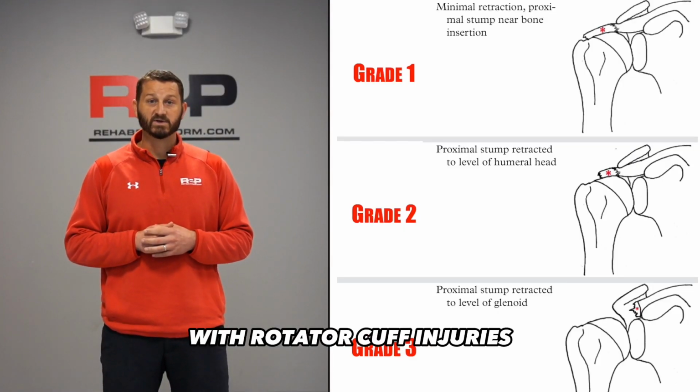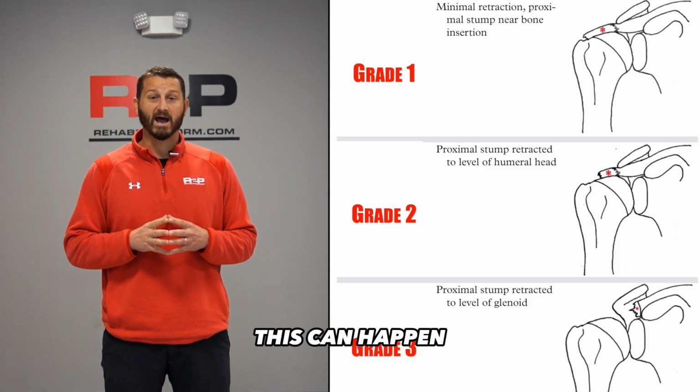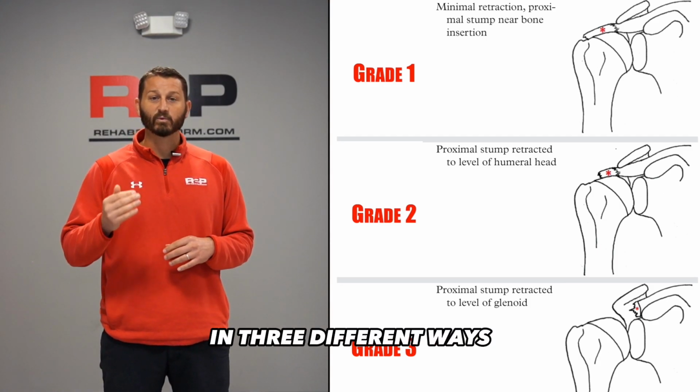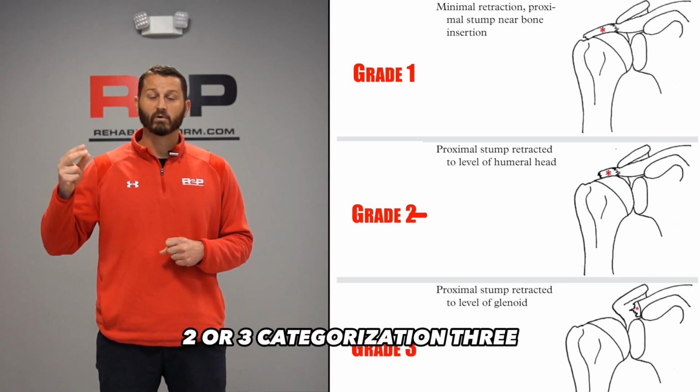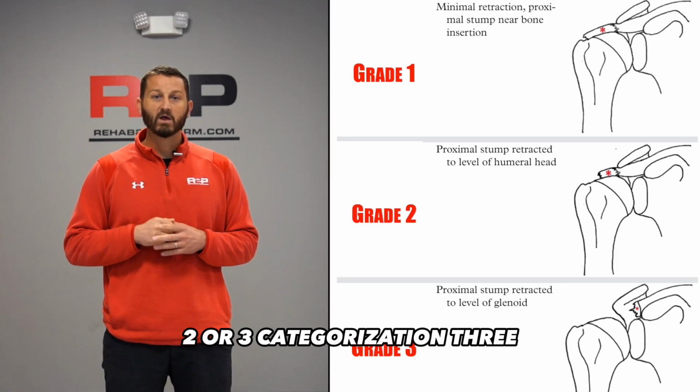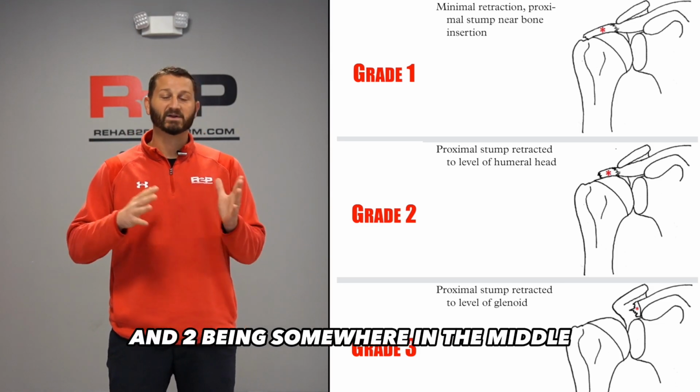With rotator cuff injuries, if we're talking about a rotator cuff tear, this can happen and it is graded in three different ways. So they will give it a grade 1, 2, or 3 categorization, 3 being the most severe, 1 being the least severe, and 2 being somewhere in the middle.